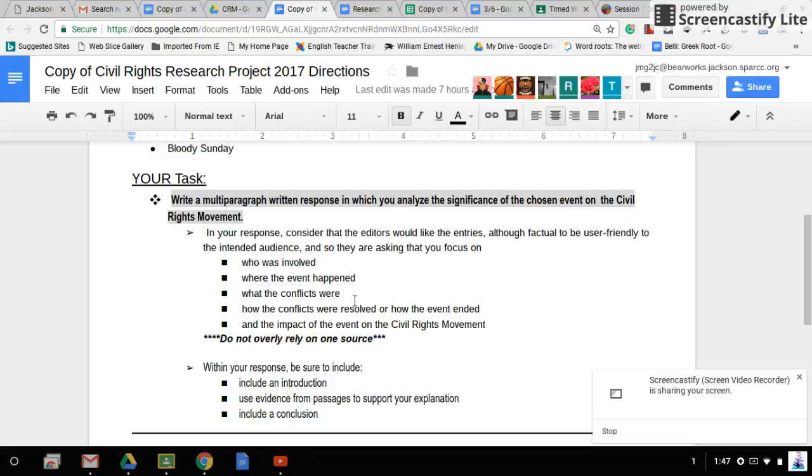So it sounds like we need to give an overview or a summary of the incident, of the problems that led up to the incident, of the event itself, and then most importantly of how that event then impacted the civil rights movement as it continued to grow.